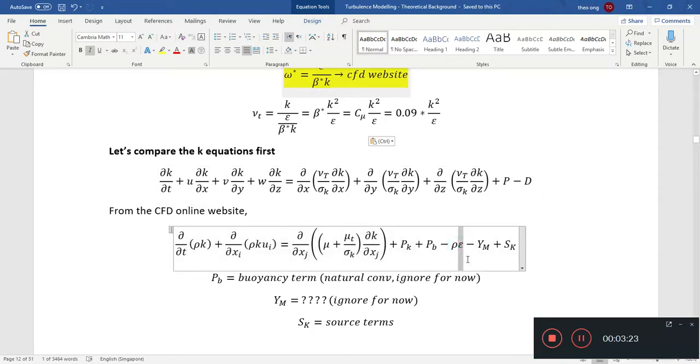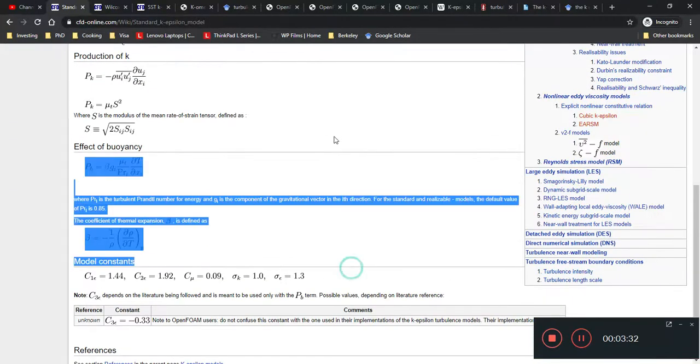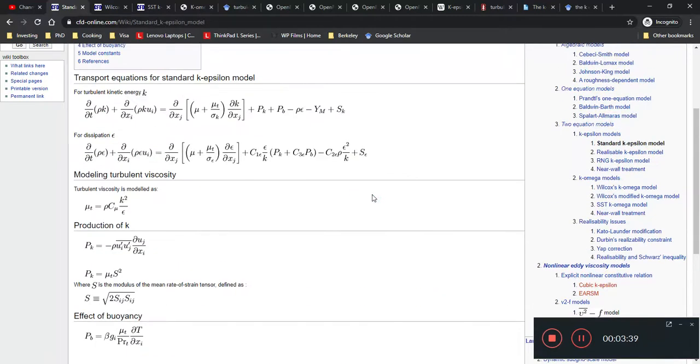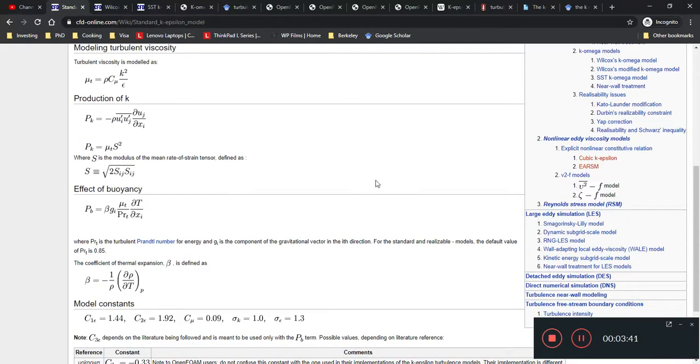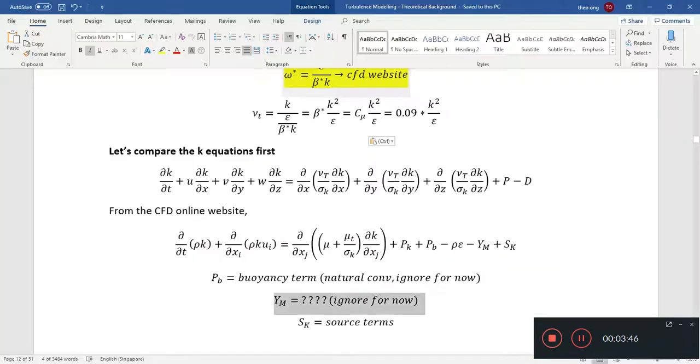So that's the other transport equation in the k-epsilon model. Y m here, I'm not really sure what that is, because this website doesn't seem to give much information, which is a bit of a bummer, but we'll live with that for now and just ignore it, because in most textbooks you won't see this many terms. S k stands for the source term.